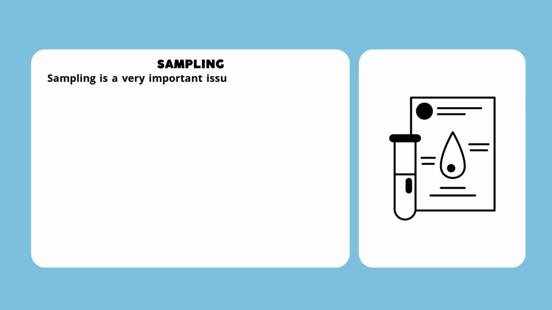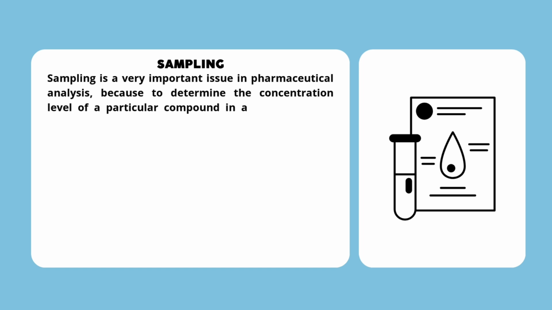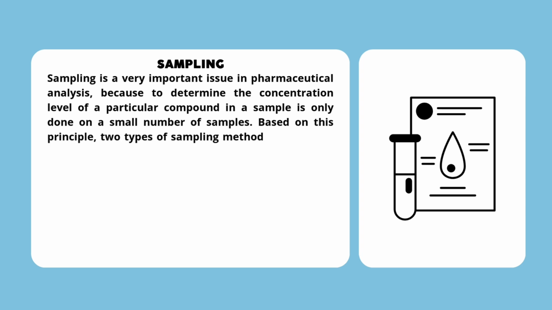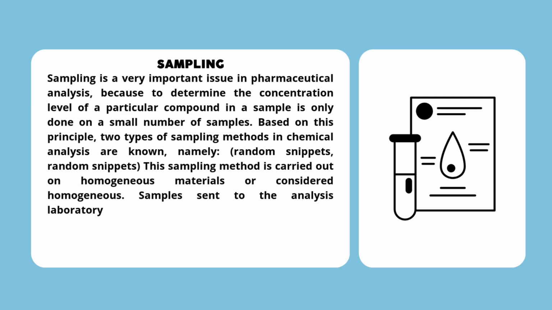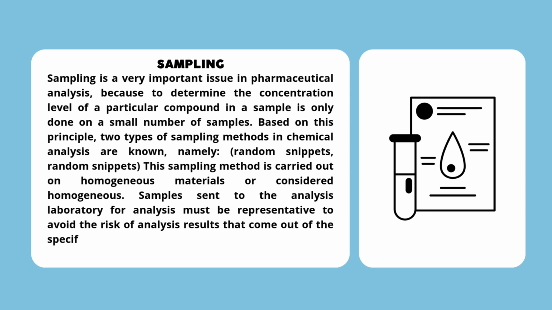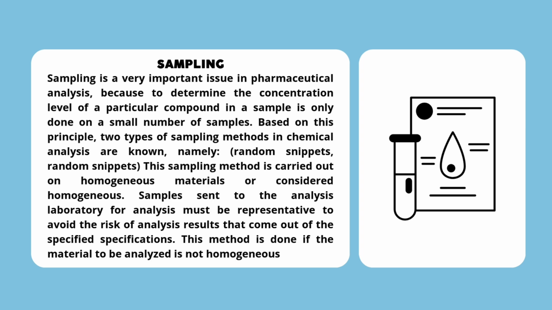Sampling. Sampling is a very important issue in pharmaceutical analysis, because determining the concentration level of a particular compound in a sample is only done on a small number of samples. Based on this principle, two types of sampling methods in chemical analysis are known, namely random sampling. Random sampling is carried out on homogeneous materials or materials considered homogeneous.